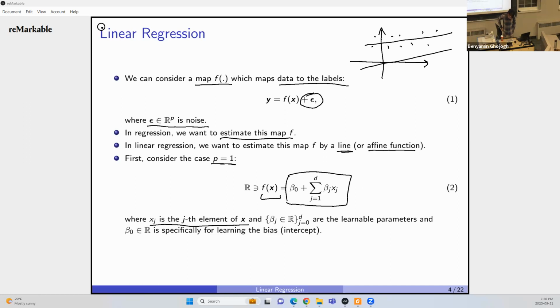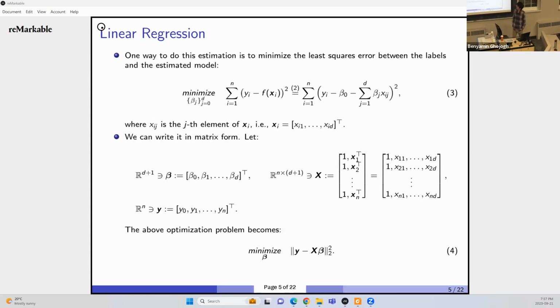May I say something? I said something wrong. It's not for capturing the mean of inputs. It's for capturing the mean of outputs, sorry, the labels, because f of x is beta 0 plus something. So it's the mean of the output. Here also in the plot that I showed you, it's the mean of the output.